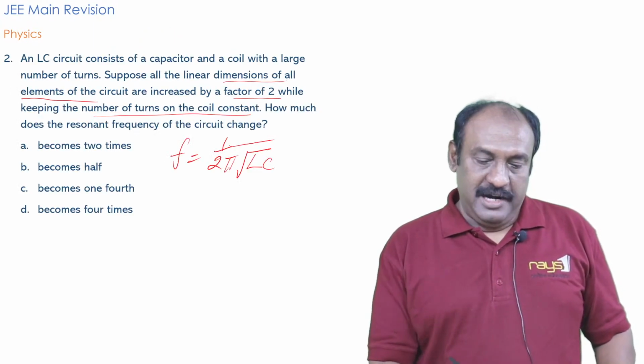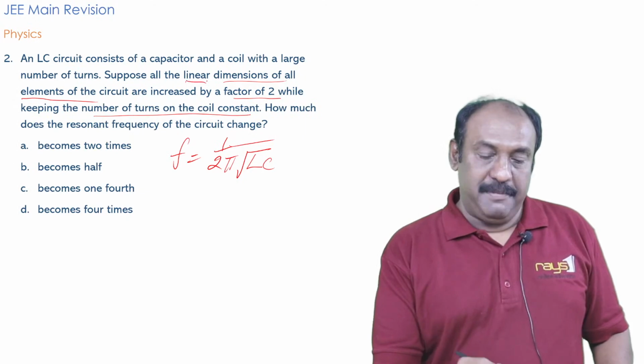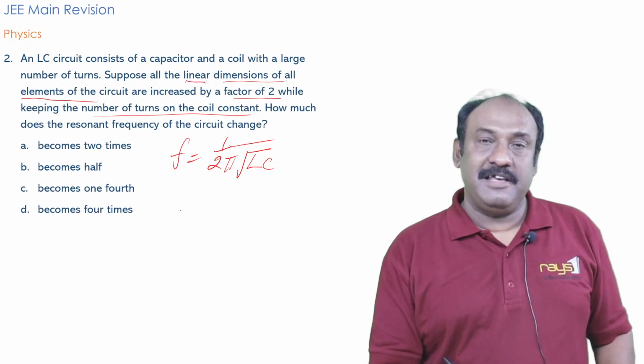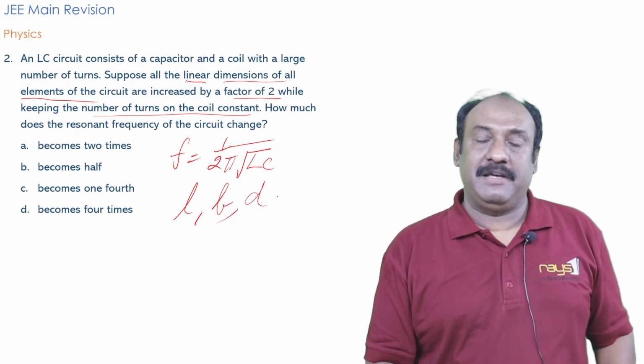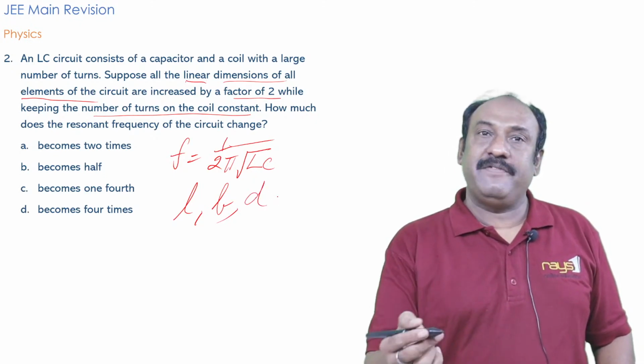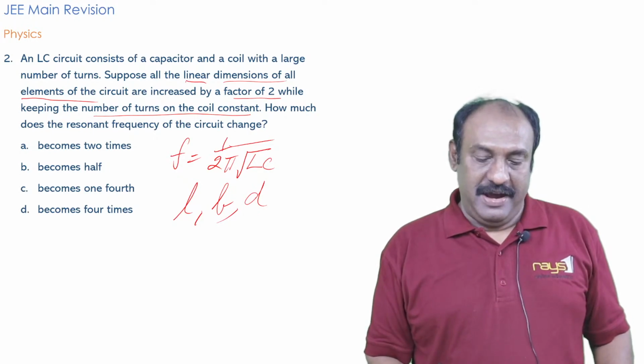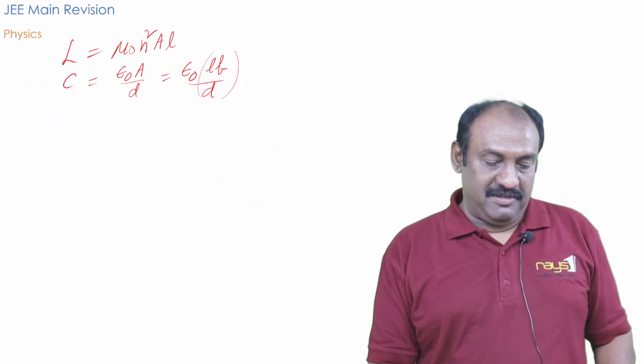See the data. According to the given data, all linear dimensions are increased. What are the linear dimensions here? Length, breadth, and also the distance between the plates of the capacitor. All are increased by a factor of 2, while the number of turns remains the same.